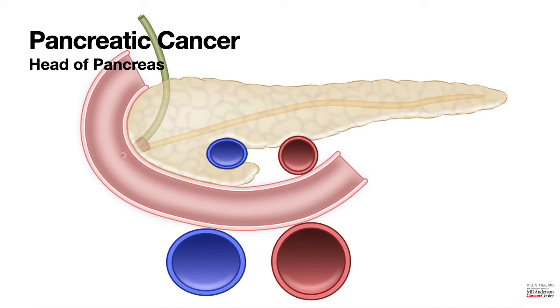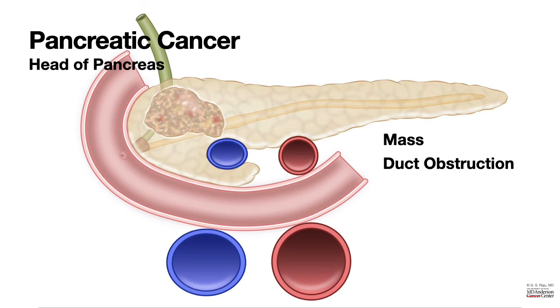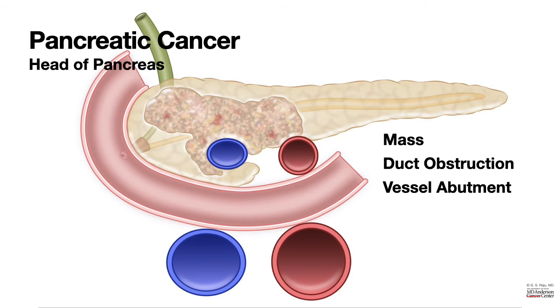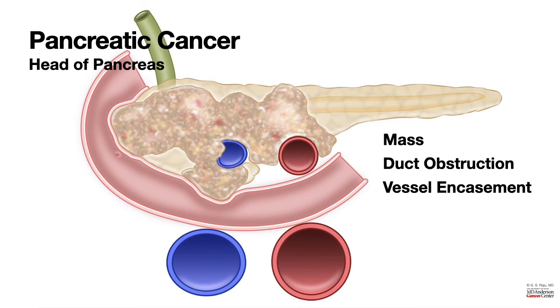So here is a cancer of the head of the pancreas, just a mass, not doing anything. And as it becomes bigger, it tends to obstruct the bile duct and the pancreatic duct. At this stage, it can be resected. But as it extends further, there is involvement of the vessels, and we talked about vessel abutment or vessel encasement.